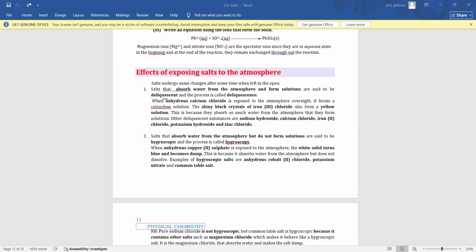So this is the expected answer on the same. Add excess lead metal to dilute nitric acid to obtain lead(II) nitrate. Filter excess lead metal to obtain lead(II) nitrate solution as filtrate. Heat the filtrate to saturation and allow it to cool to obtain lead(II) nitrate crystals. Filter out the crystals and dry them between filter papers.